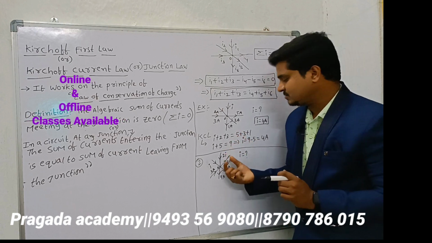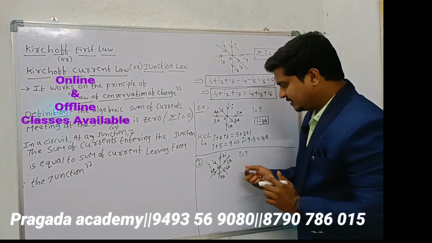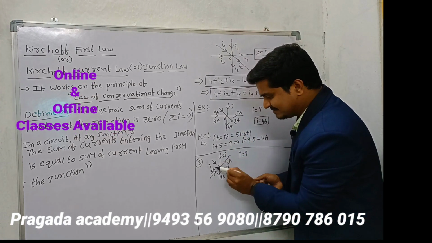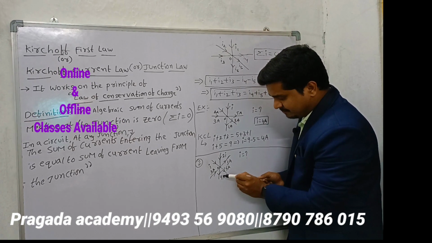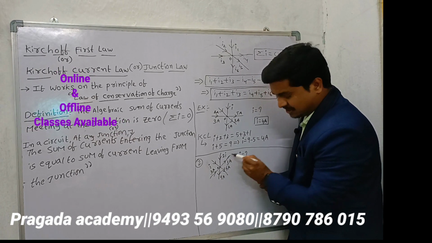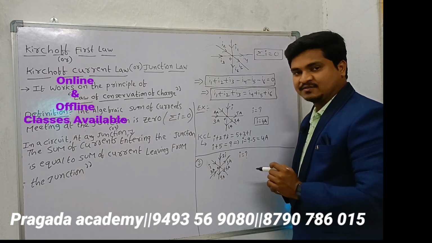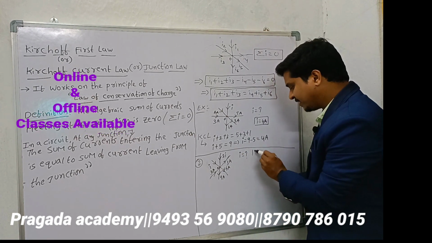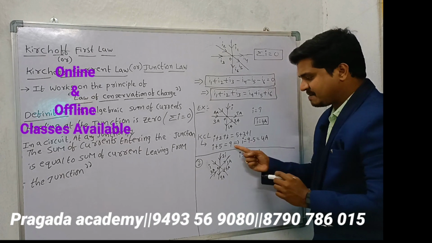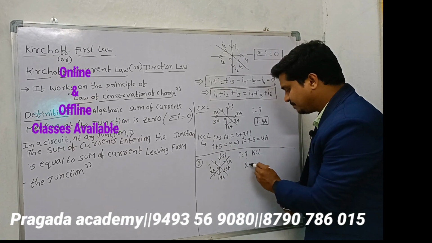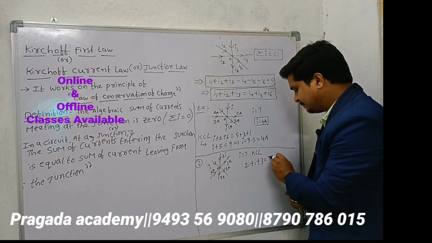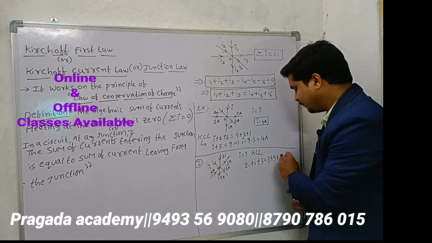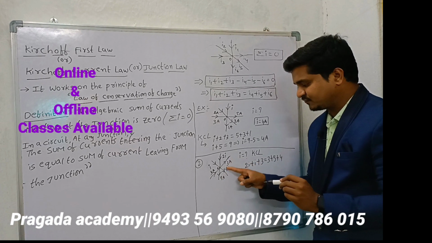Suppose the second problem here: I, 2I, 3 amp are entering towards the junction, and 3 amp, 5 amp, 4 amp are leaving from the junction. Here we need to find the I value. According to Kirchhoff current law, the sum of the currents entering the junction, I plus 2I plus 3, equals 3 plus 5 plus 4, the currents leaving from the junction.